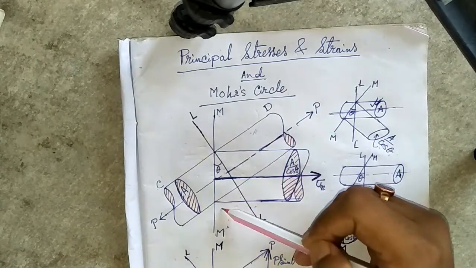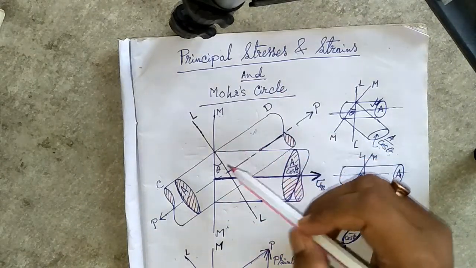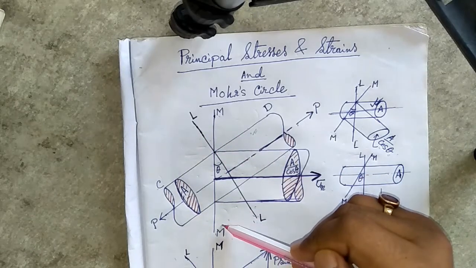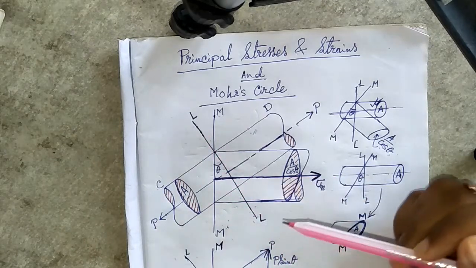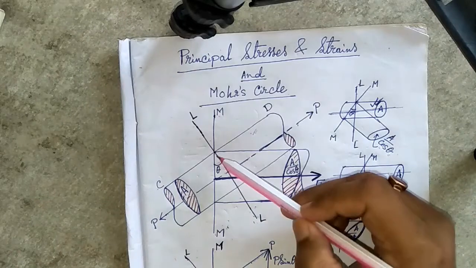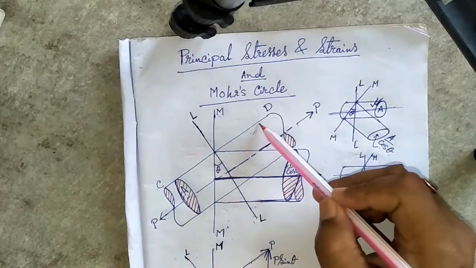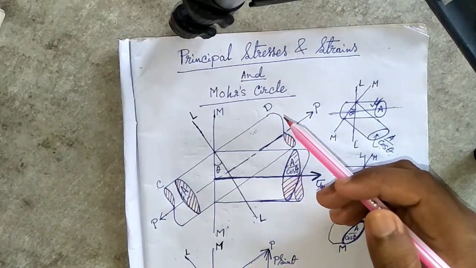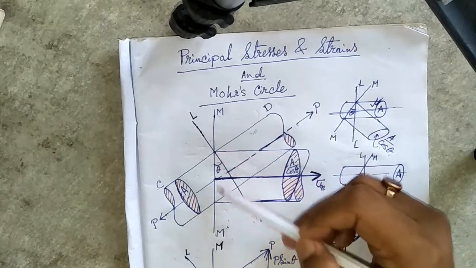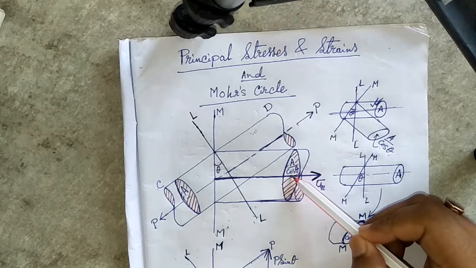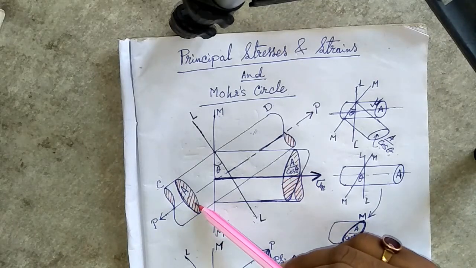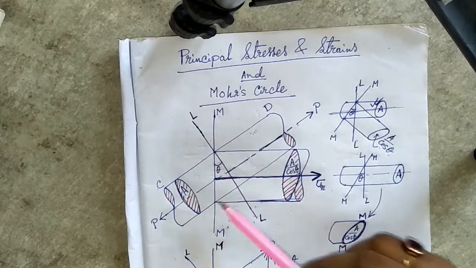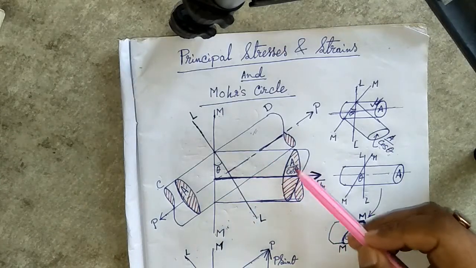And MM is another axis which is inclined at an angle theta with the LL axis. If we cut this rod along the MM axis like this, the cross sectional area along MM will be A by cos theta. A is the actual cross sectional area, and if we cut this shaft along MM, the cross sectional area will be A by cos theta.